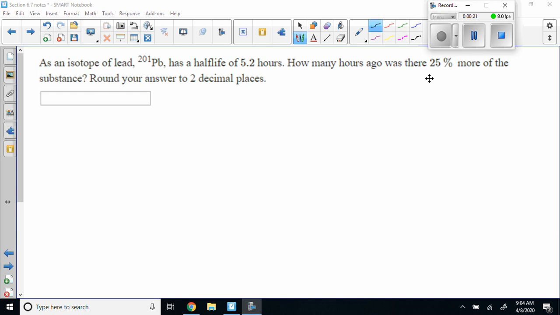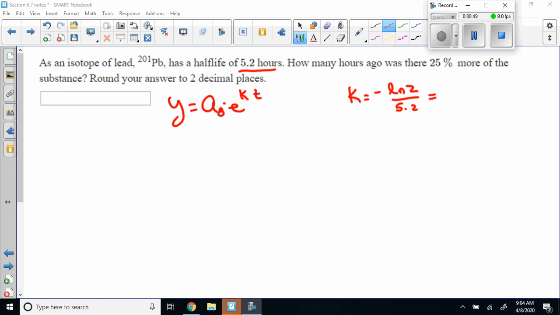Well, the first thing we've got to do is, they've told us it takes 5.2 hours to reach half its life. So we're going to use this equation, A sub 0 times e raised to the kt. So the k is going to be the minus natural log of 2 over 5.2. And what that's going to give us is negative 0.1333. Okay, so that's going to be our decay rate.